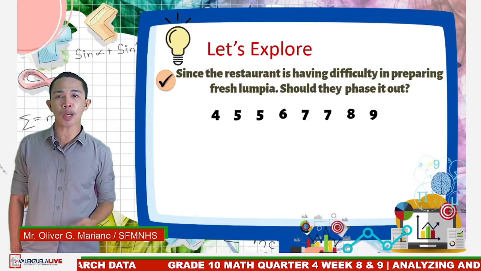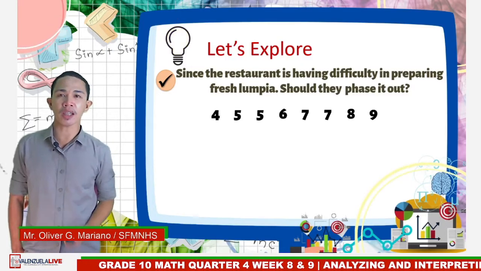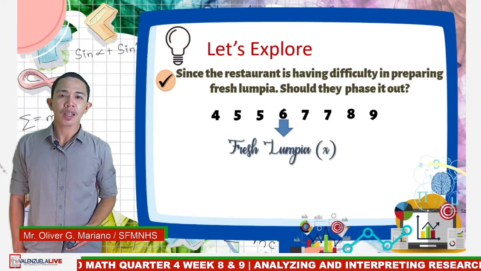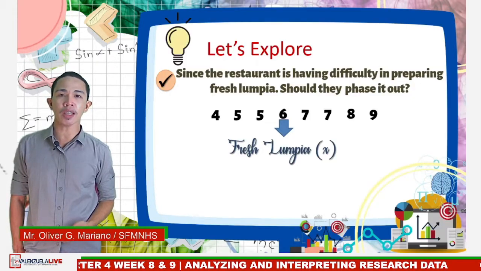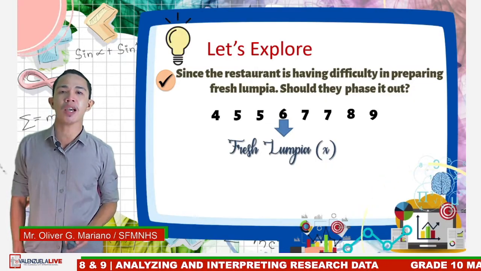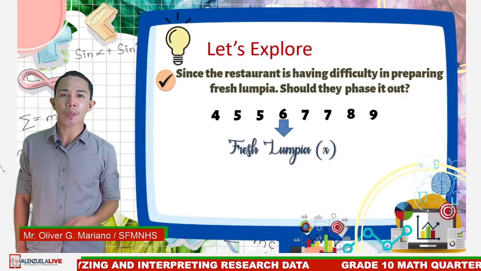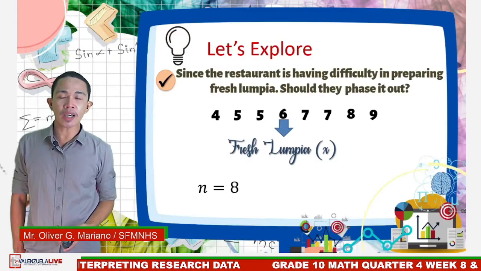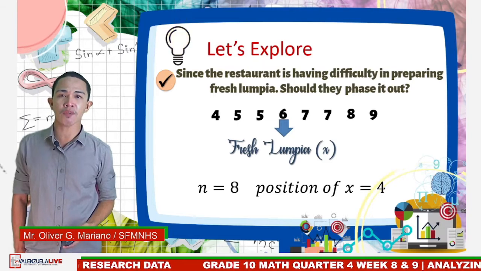Again, this refers to the number of customers who are having their favorite dish as presented in the previous table. Here, we can say that the fourth item or value in this ordered or ranked data set refers to fresh lumpia. And let's assume that its percentile rank corresponds to X. Clearly, we have 8 as the total number of observations, and the position of X is 4.